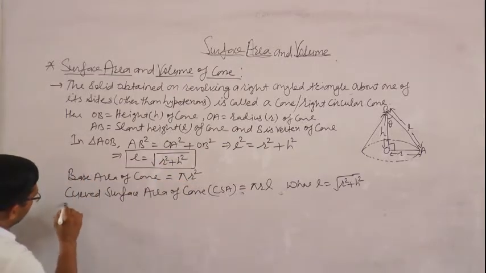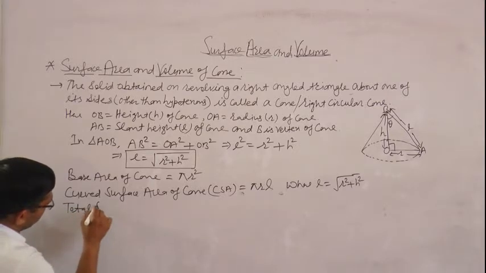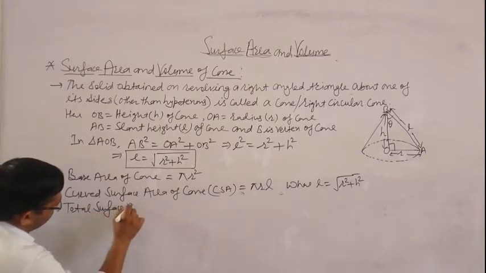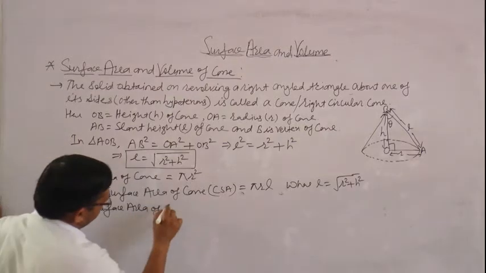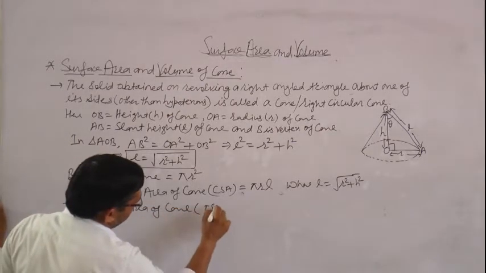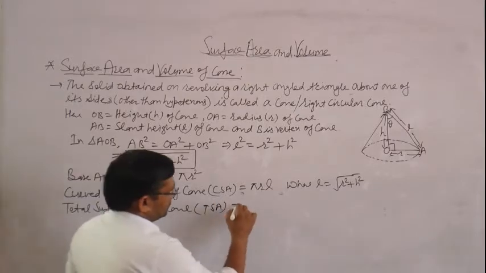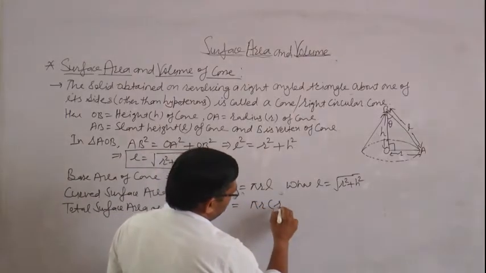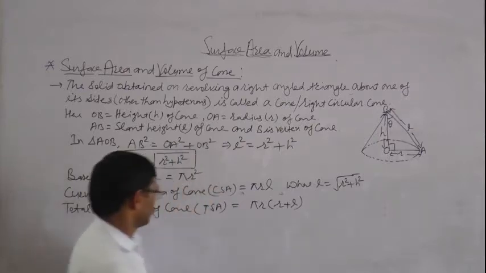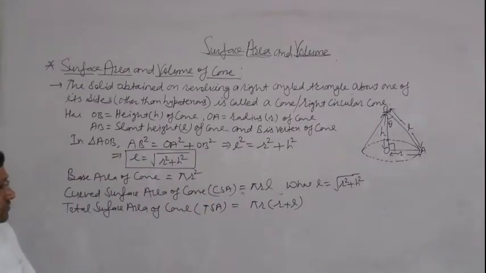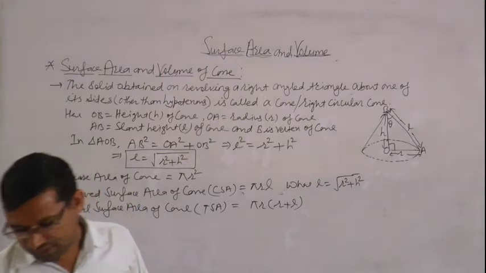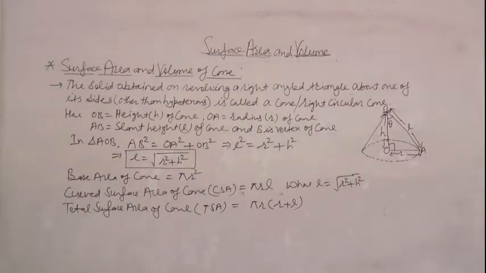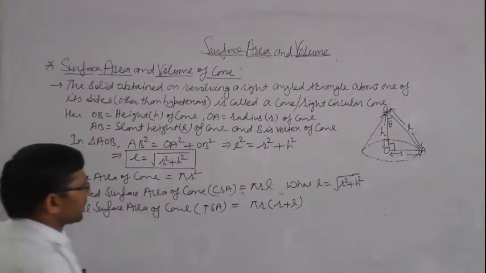Then total surface area. That is, TSA is equal to pi R multiplied by R plus L. Total surface area of cone is equal to pi R multiplied by R plus L. That is known as TSA. TSA of cone is equal to pi R multiplied by R plus L.